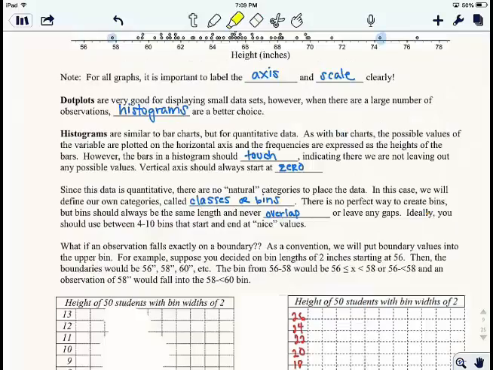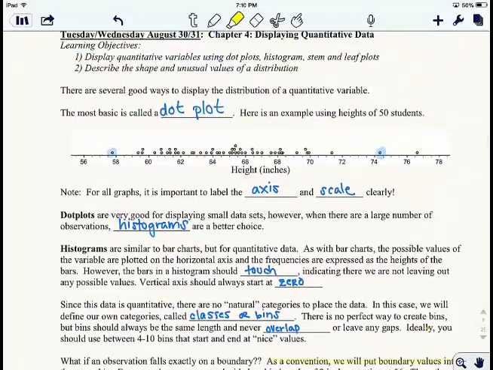What if an observation falls exactly on a boundary? As a convention, we will put boundary values into the upper bin. For example, suppose you decide on bin lengths of 2 starting at 56. Then the boundaries would be 56, 58, 60, etc. The bin from 56 to 58 would be 56 up to, but not including, 58. Let's go up here and look at that. That means we go from 56 and 58. If we had somebody that was exactly 58 inches, they'd be in the next one.